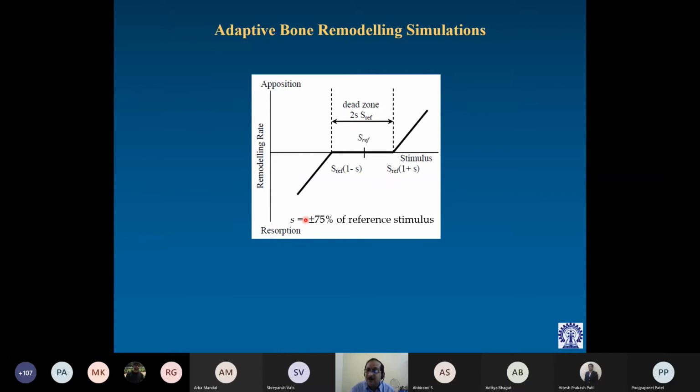Okay, so this goes on continuously until, as you can observe, the values of the mechanical stimulus fall under this zone. Okay, so as bone structure remodels itself, it strives to reach the SREF value or the dead zone values. This will go on until the values of the mechanical stimulus fall within this zone. That means no net bone loss or gain occurs any further. Okay.